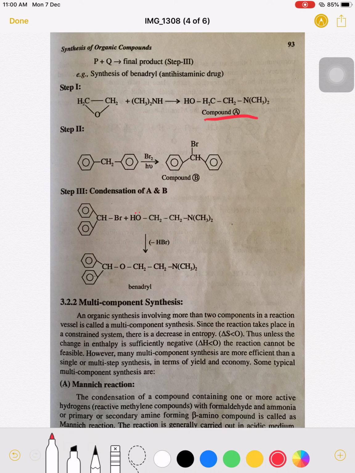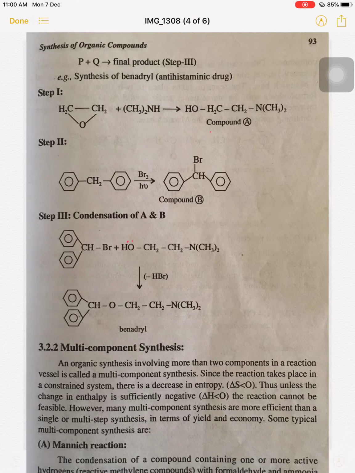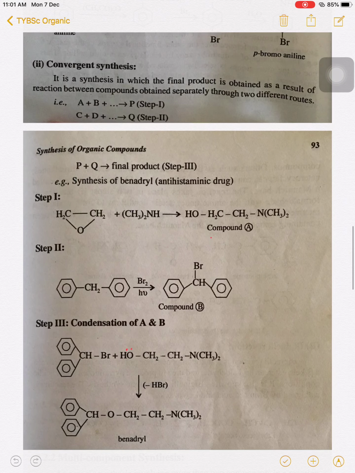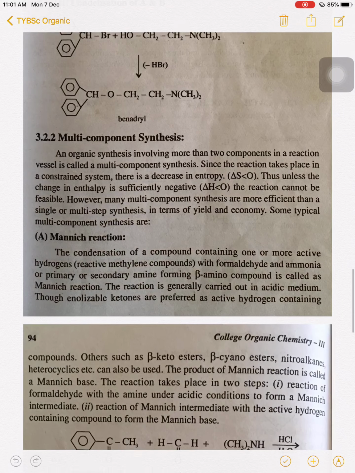Now see the first step. In step first, we get compound A. In step second, we get compound B. Then in the third step, we add A and B, and we get the final product, that is Benadryl. So this is nothing but convergent synthesis. These two are simple: linear synthesis, in which a series of steps are there. In convergent synthesis, the product of the first step and the product of the second step are reacted with each other, and we get the final product in the third step.